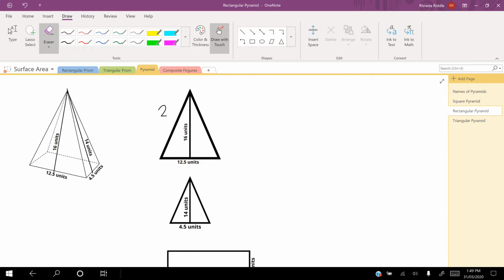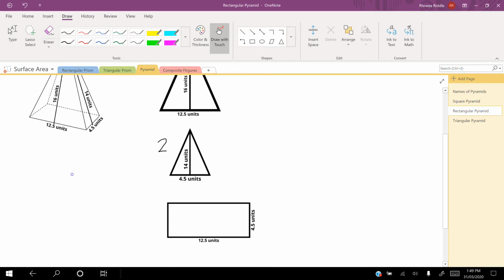Next, we have to find the triangular face that has a base of 4.5 units and a height of 14 units. And we can find that 4.5 here and the 14 here. And that triangular face has a face that looks just like it all the way across from it. So there are going to be two faces as well that look just like that one. And finally, just like before, our base, there's only going to be one of them because all the other faces in a pyramid are triangles, so we don't have to worry too much about figuring out how many there are.